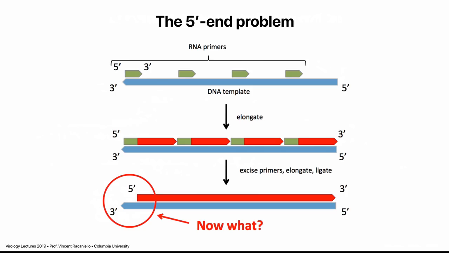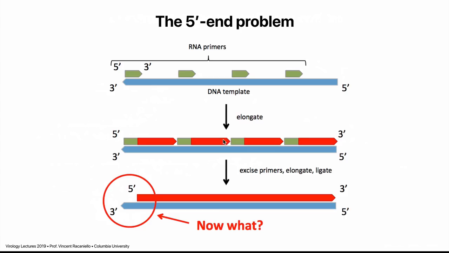The key problem that we have to solve in DNA replication is the 5' end problem, and that's illustrated here. On the top, we have a DNA template. We synthesize RNA primers. So this is going to be a kind of replication that requires RNA primers. The DNA polymerase then uses the primers to initiate DNA synthesis, and that's shown in red. You fill in the gaps between primers.